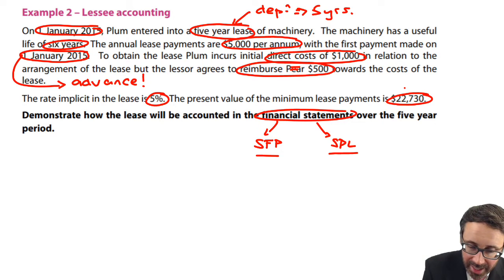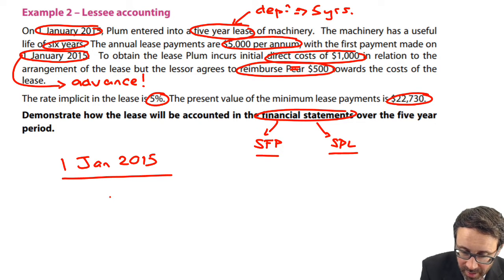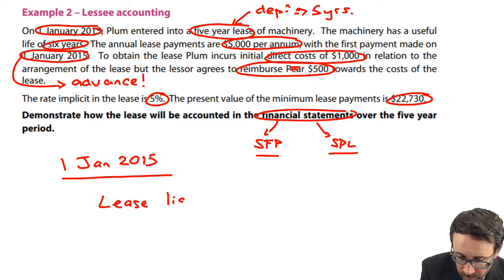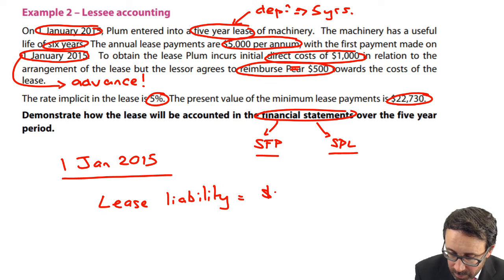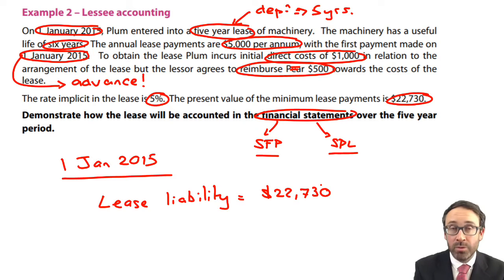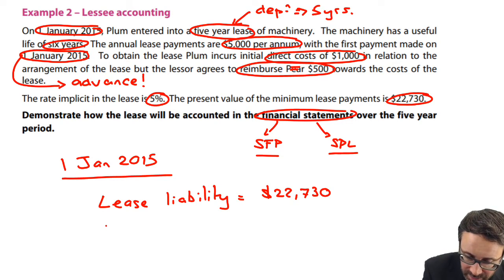So if we're looking initially at the 1st of January 2015, then what we're going to have there is that the lease liability is the 22,730. So that's the present value of those lease payments.